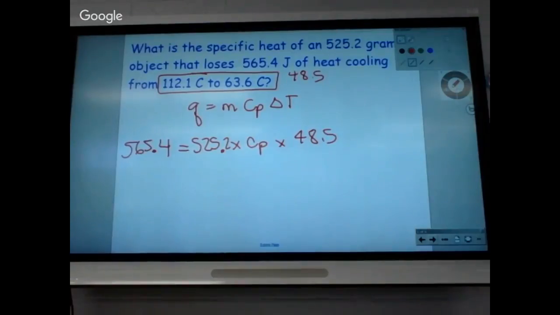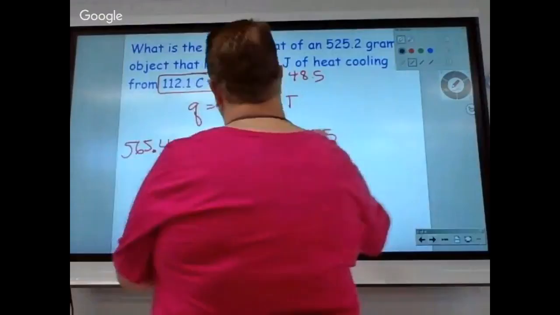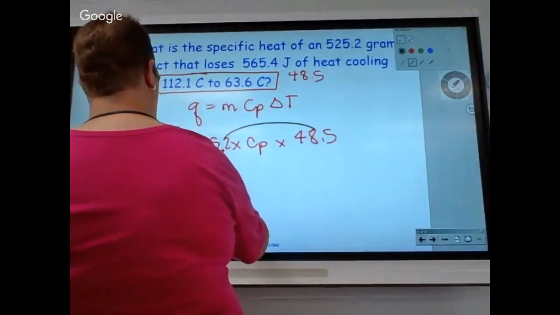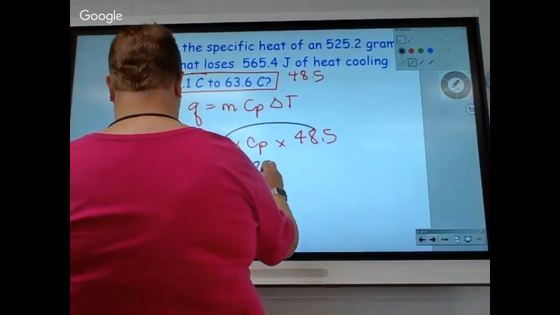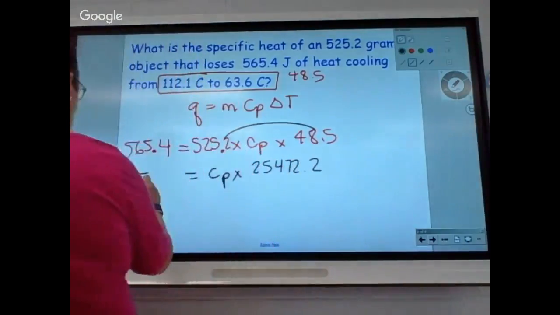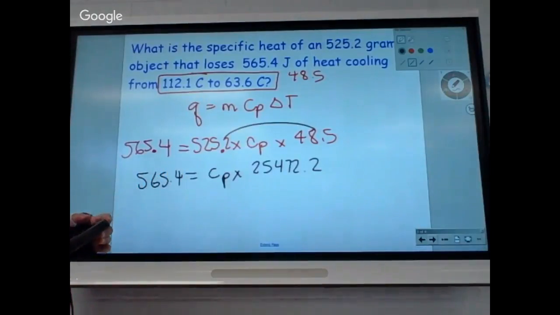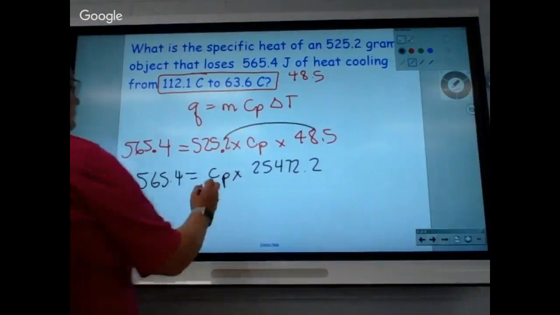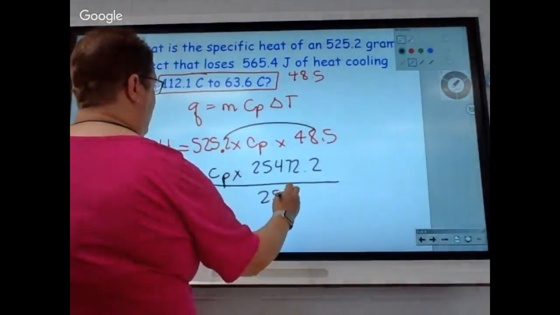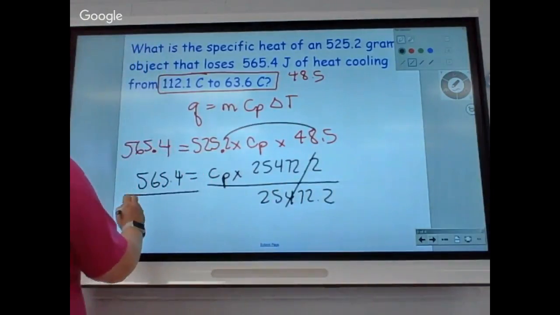All right, so 525.2 times 48.5. So you can do this any way you want. I tend to combine like terms. Okay, so I combine like terms. Now I'm going to do what? I'm going to divide on both sides.